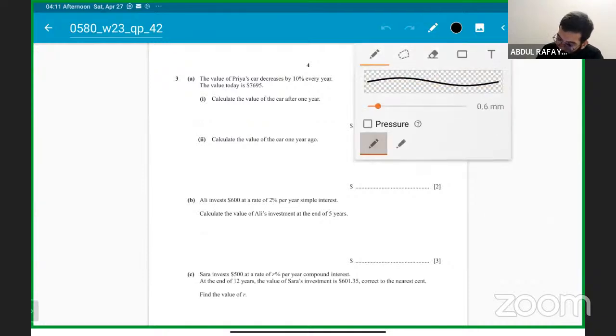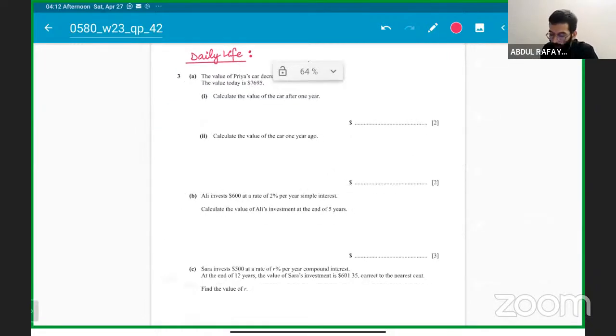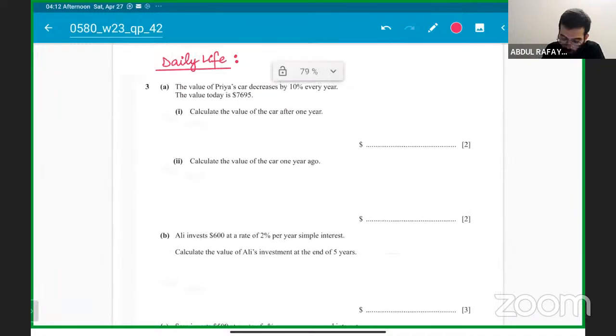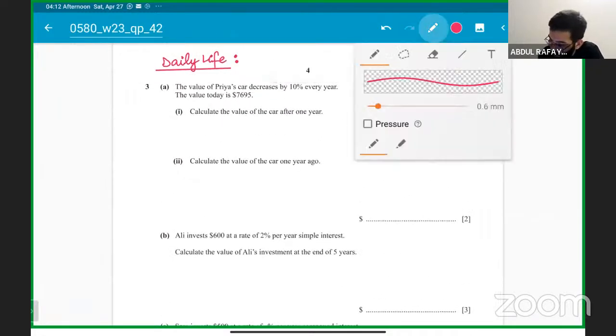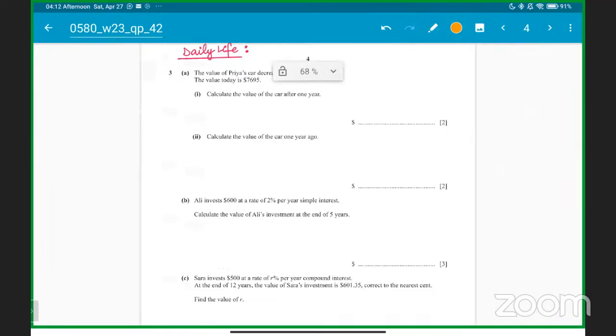Question number 3 is on my favorite topic, ratios, percentages and proportion, or in one simple word, daily life maths. So question number 3 is on basics of maths: ratio, proportion, percentage, compound interest, depreciation, profit and loss. Everything can come under this. Let's quickly talk about this question. Is everyone with me? Getting it, guys?